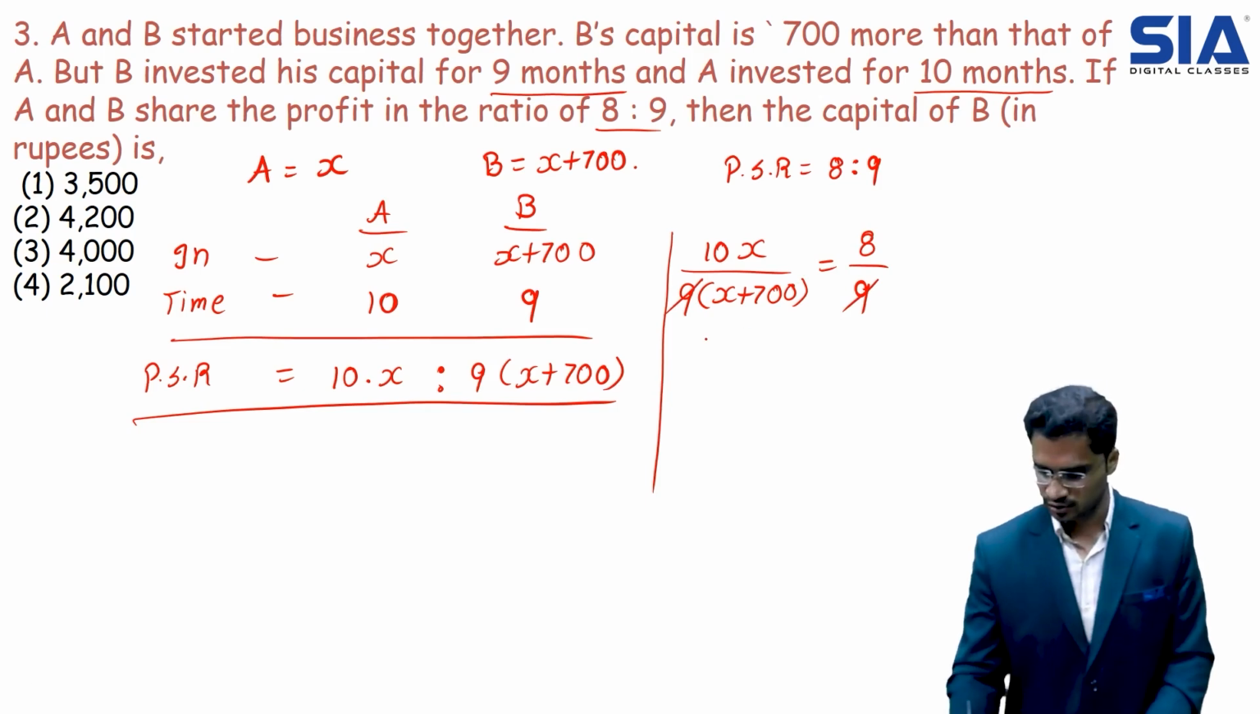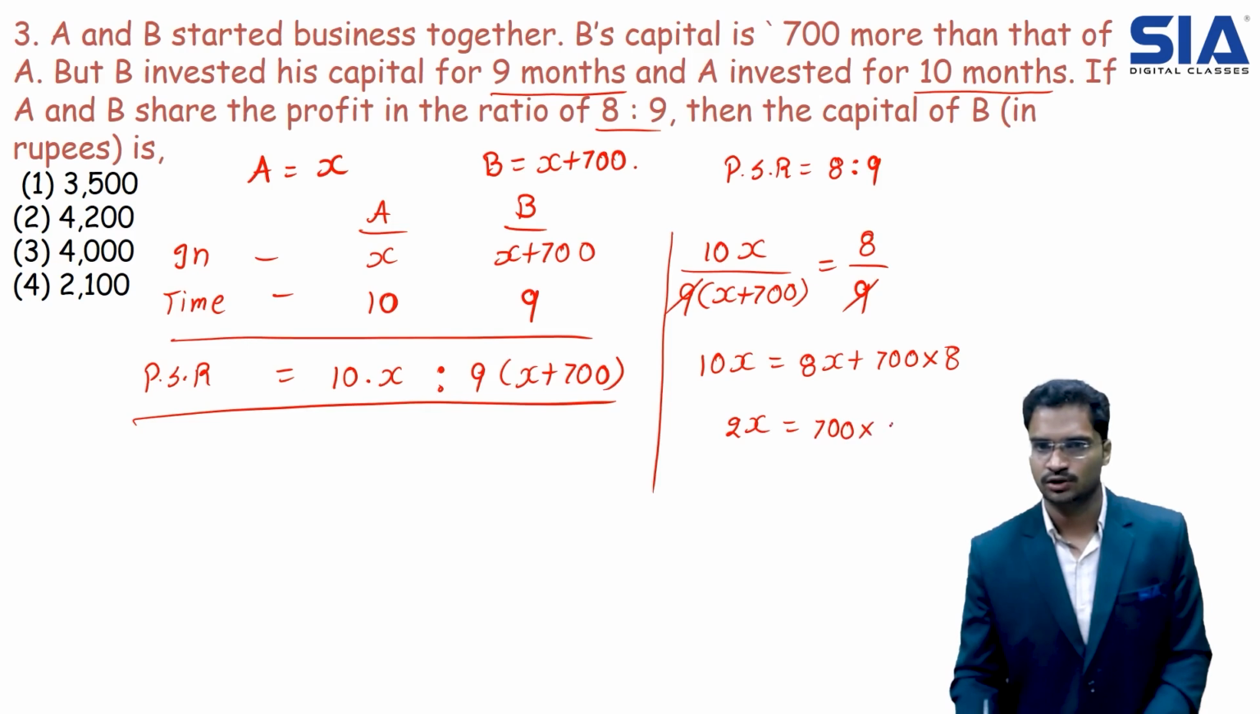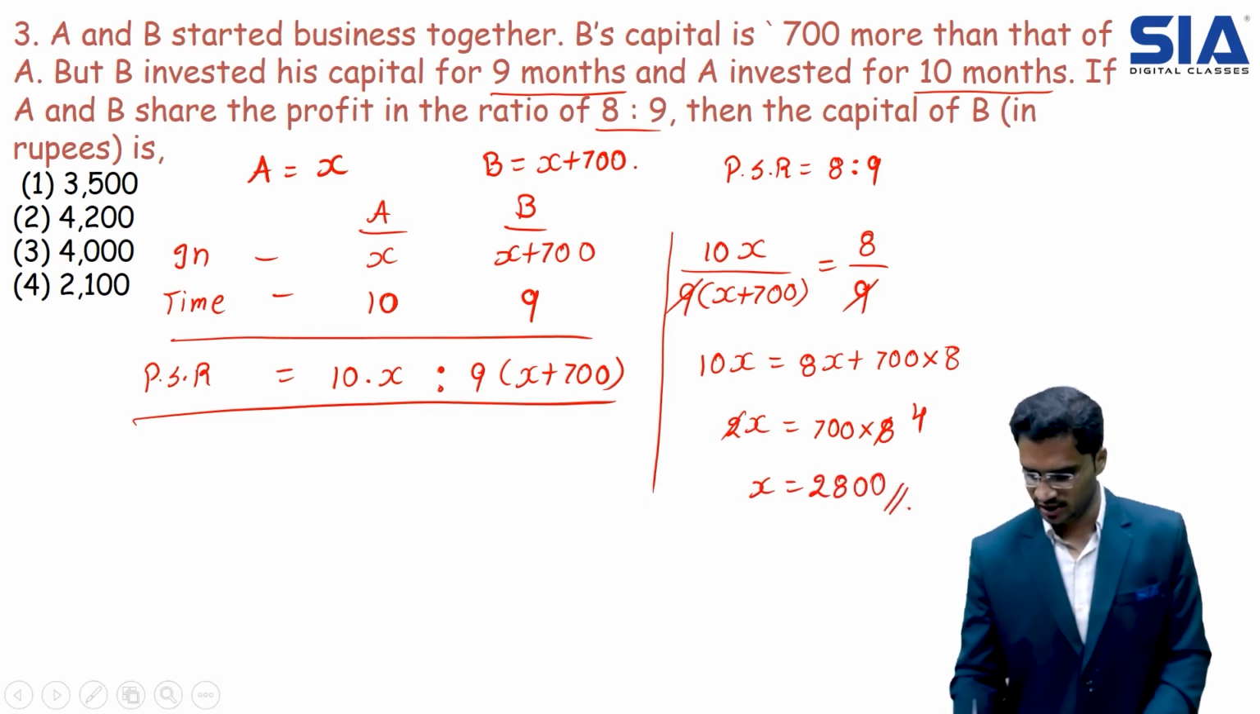Okay. So 9 gets cancelled. Then 10x is equal to 8 into X plus 700, that is 8x plus 700 into 8. Now 10x minus 8x is equal to 2x. 2x is equal to 700 into 8. Then 2 4s are 8, X is equal to 4 7s are 28. So the value of X is 2800.